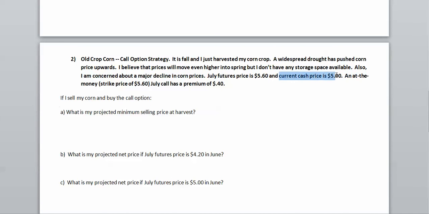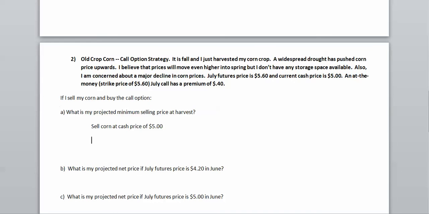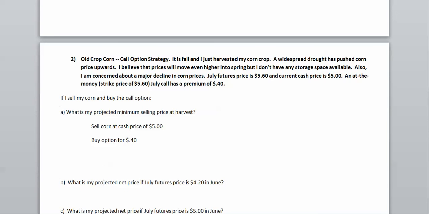Okay, it says right here, current cash price is $5. So we sell corn at cash price of $5. Okay, and at the money, strike price of $5.60. That's what July futures price is now. Cash price was $5. We buy this call option for a premium of 40 cents. That leaves us a floor price now of $4.60. That's what's left over.